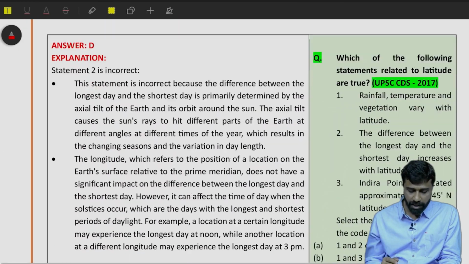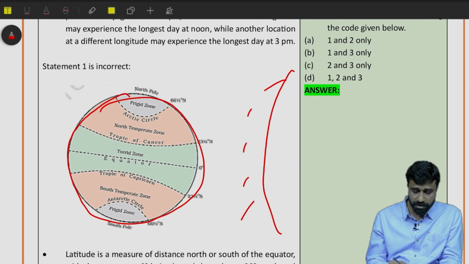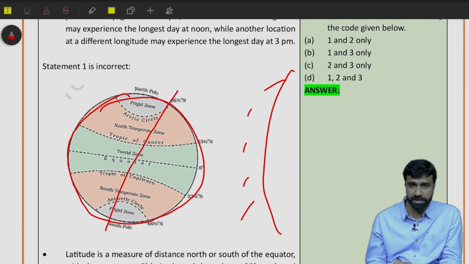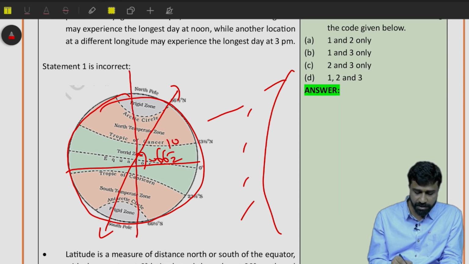What does it mean? The earth is tilted towards the sun or away from the sun. Here is the sun, and the earth, and this is a hypothetical line which is drawn. This is called the axis of the earth. This axis of the earth is tilted towards the sun. That is, the tilt is around 66.5 degrees with its orbital plane, and with its actual axis it is making a 23.5 degrees angle.